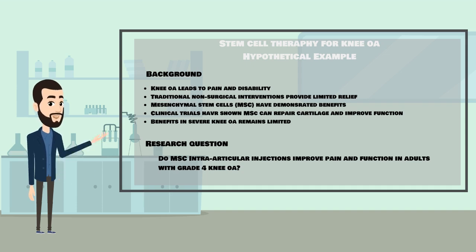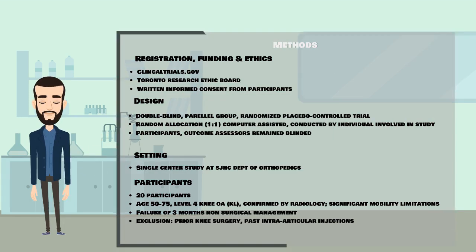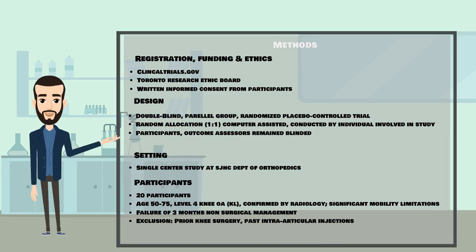Research question: do mesenchymal stem cell intra-articular injections improve pain and function in adults with grade 4 knee osteoarthritis? This RCT was registered with clinicaltrials.gov. Funding was attained through the University of Toronto Research Fund. Ethics approval was granted by the University of Toronto Research Ethics Board. Written informed consent was obtained from all participants.